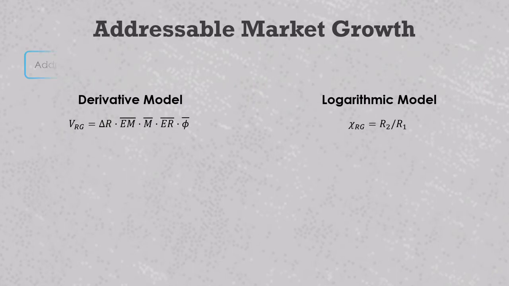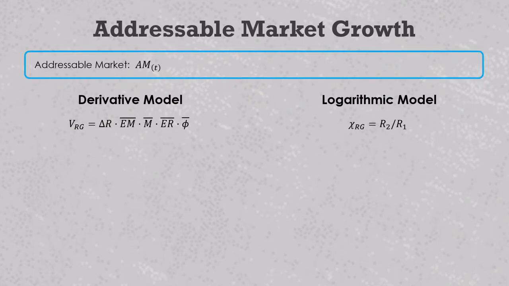We start by defining the addressable market as AM. Now, instead of the Greek letter rho, we'll use MS for the company's market share. That's what you get when you divide the company's revenue by the addressable market. And this means that at any time t, we can represent the company's revenue as the product of its addressable market and its market share. Now we just repeat the math.